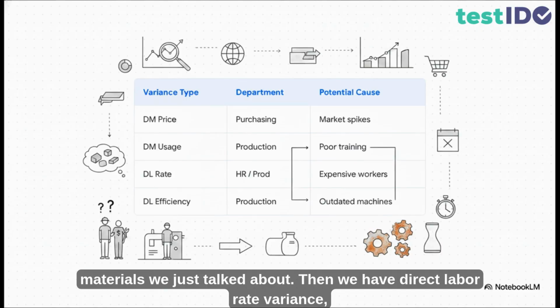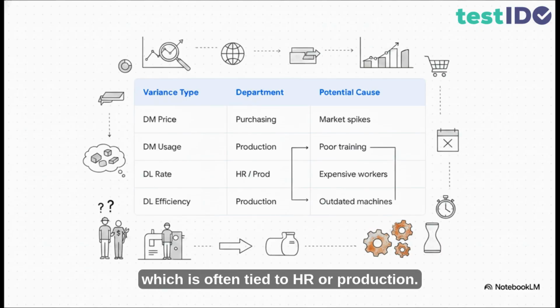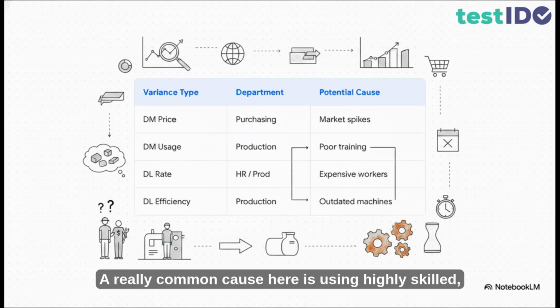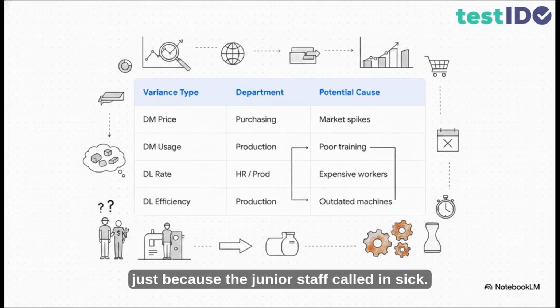Then we have direct labor rate variance, which is often tied to HR or production. A really common cause here is using highly skilled, super expensive workers to do a very simple task, just because the junior staff called in sick.